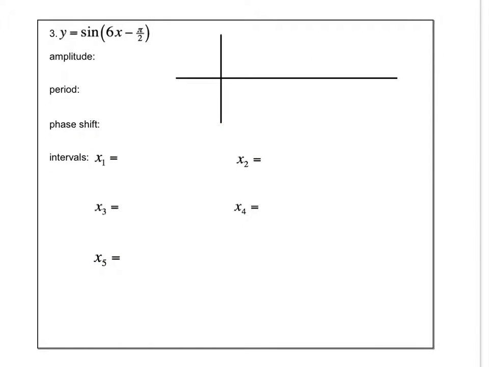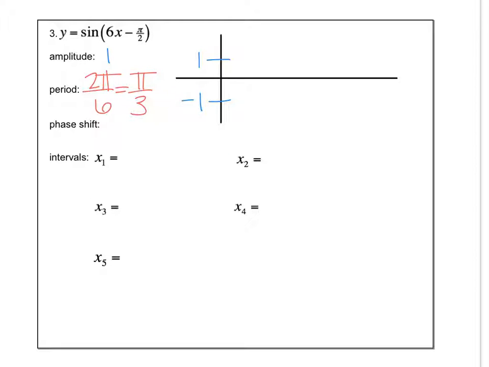The amplitude is 1, so 1 and negative 1. The period is 2 pi over 6, which is different now because we have a b. 2 pi over 6 is going to be pi over 3.